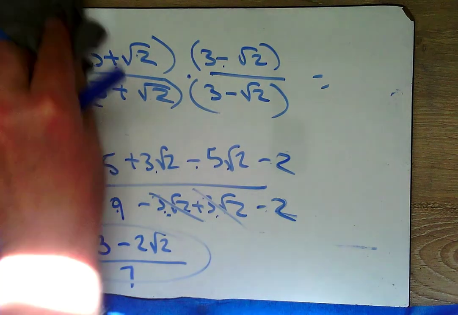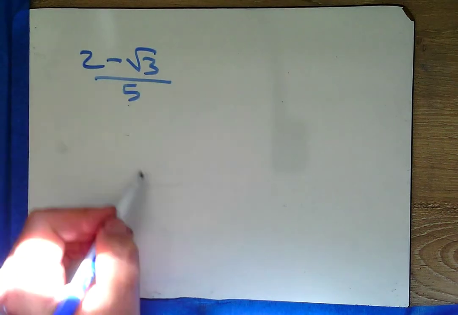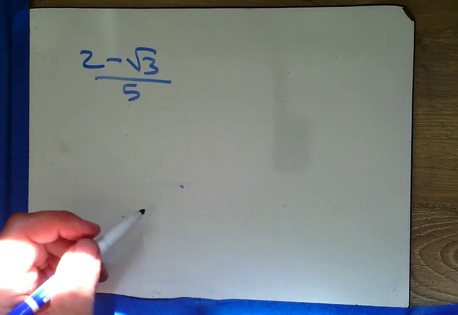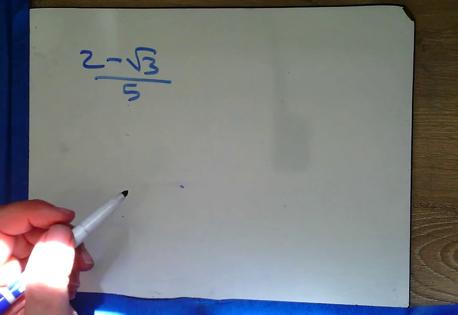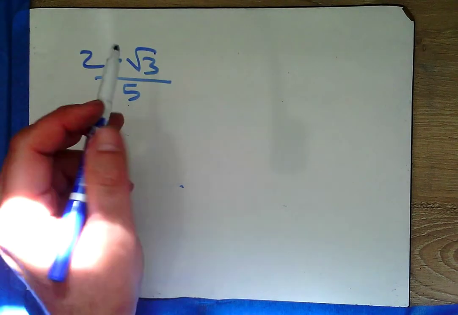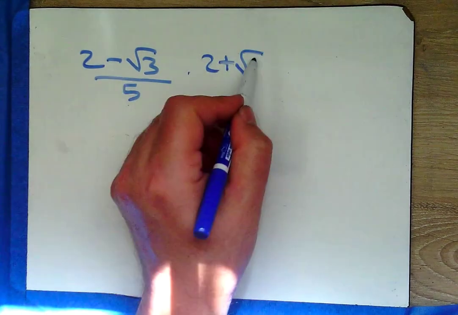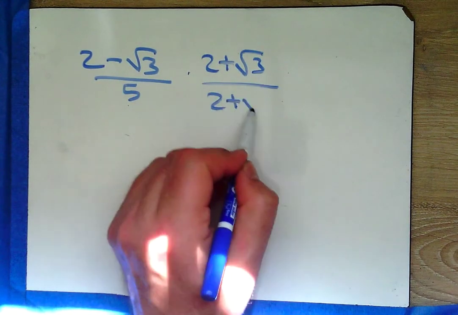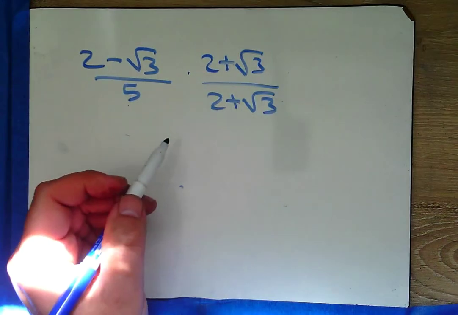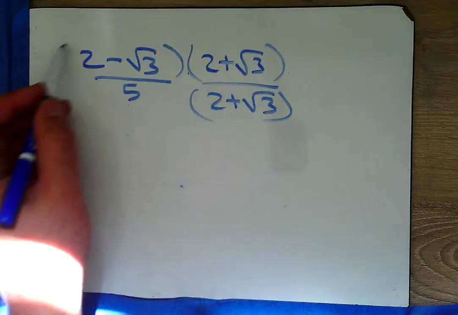All right, so there's rationalizing the denominator. What about one last rationalizing? 2 minus root 3 over 5. All right, so that is a radical in the numerator. So why don't we rationalize the numerator here? And we're still going to use the conjugate on top and bottom. But our goal when we rationalize the numerator is to get the radical out of the numerator.